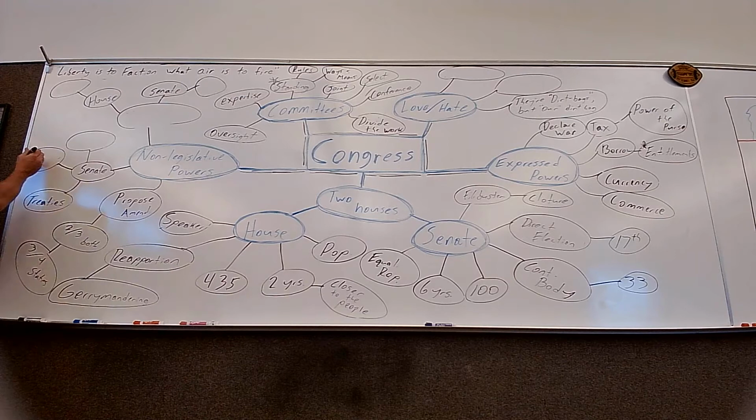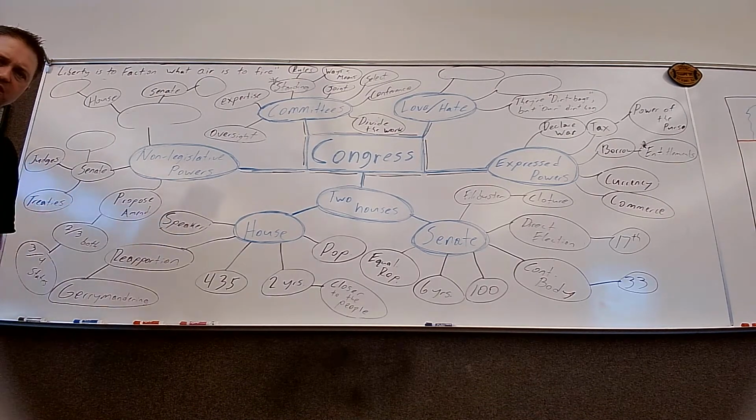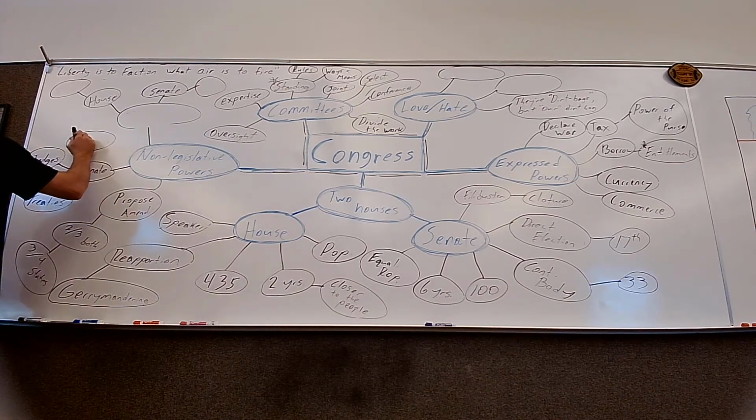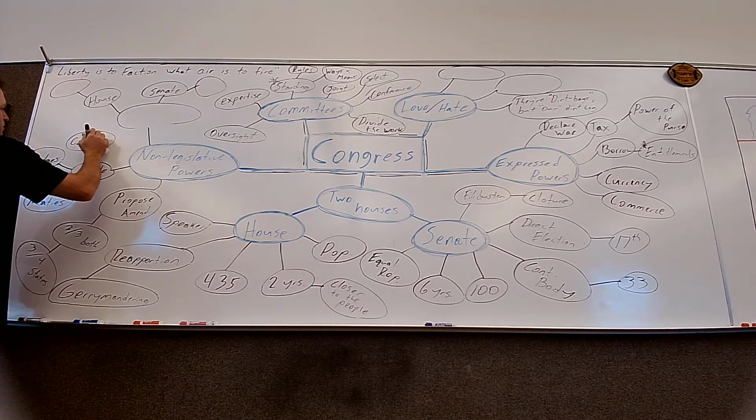What's another one? Judges. Okay, all judges must be approved by the Senate. Now, federal judges are nominated by the President, confirmed by the Senate, and they hold a lifetime appointment. That's a pretty important job. It's the United States Senate that confirms these judges. What else does the Senate do in terms of confirmation? Cabinet members.